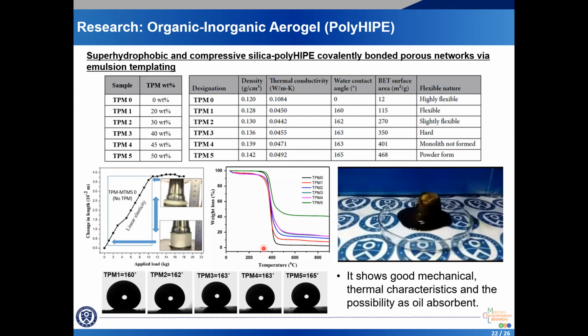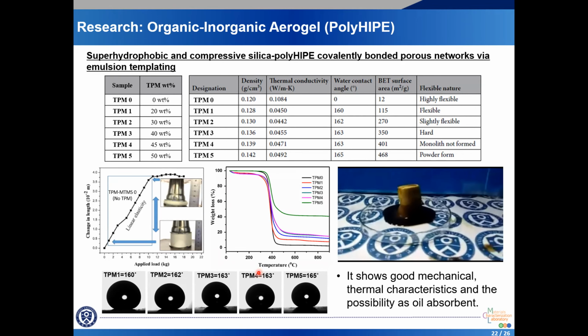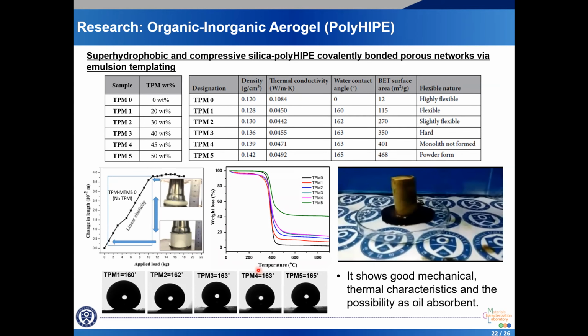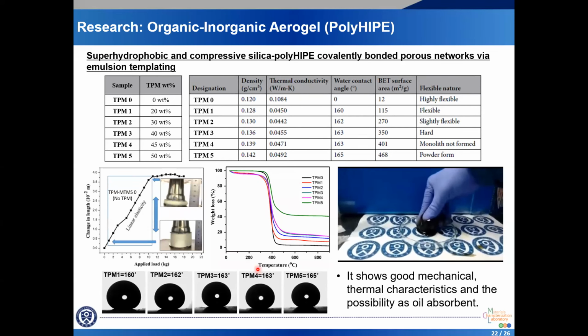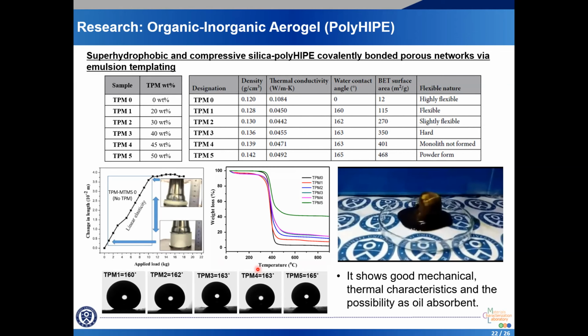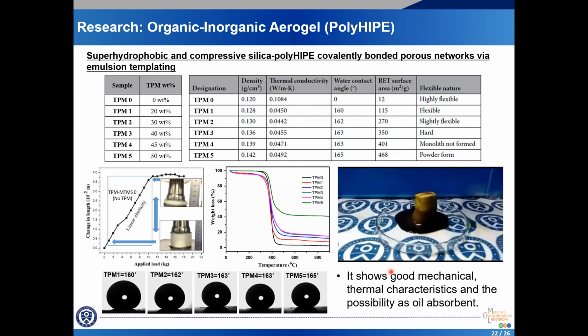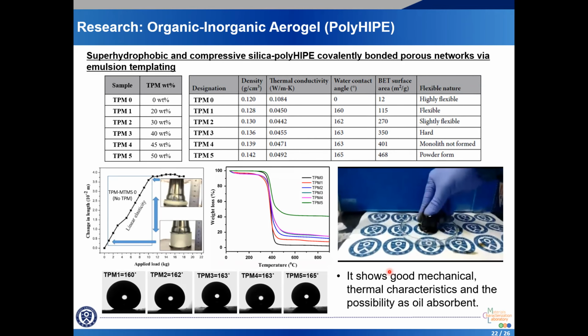And from the TGA profiles, it showed that the polyHIPE silica aerogel nanocomposite materials have high thermal stability up to 300 degrees Celsius. The materials have a good cycling stability for various kinds of organic liquids, including petrol and crude oil.